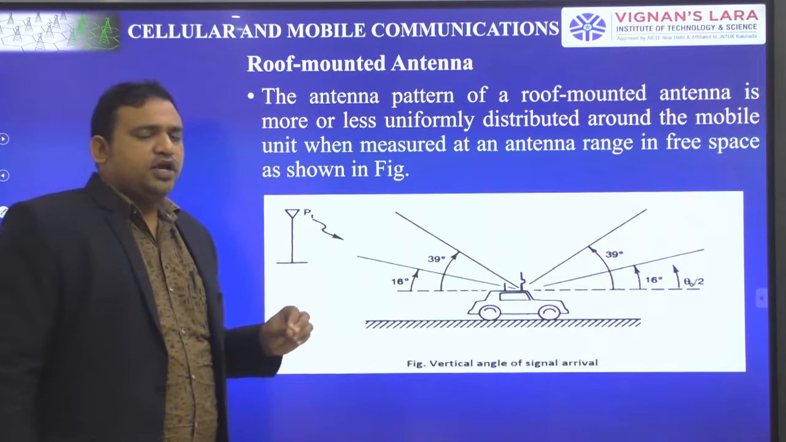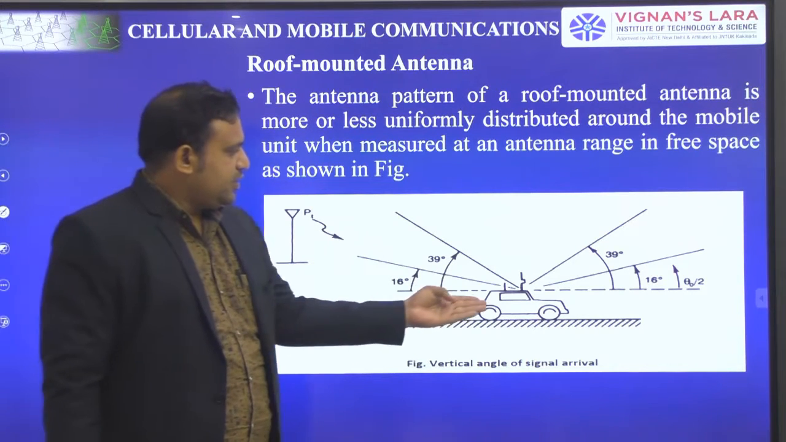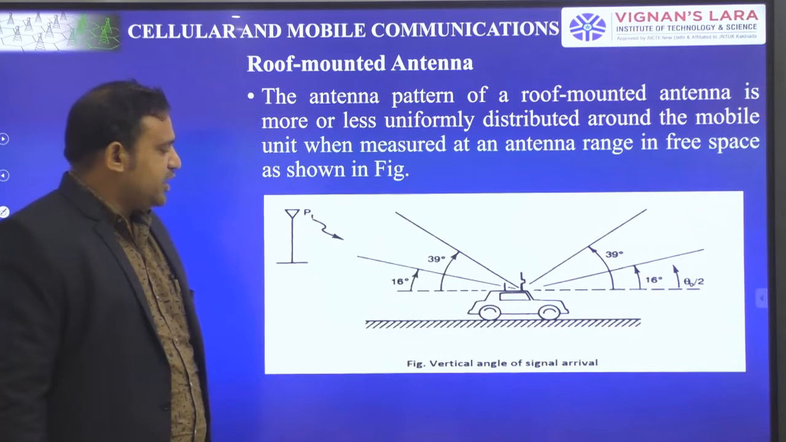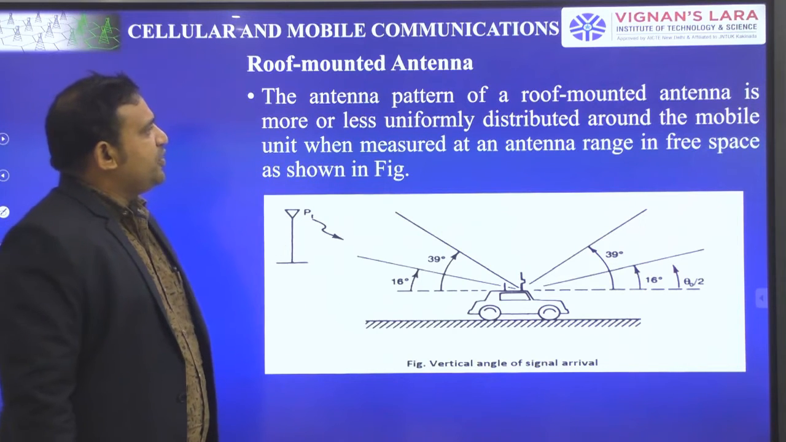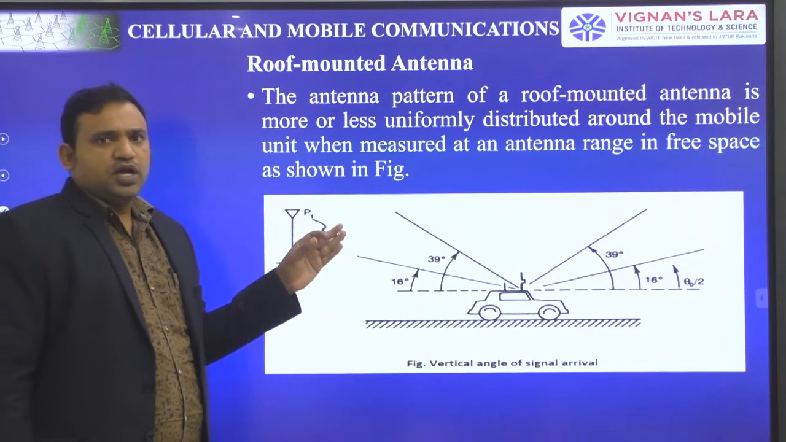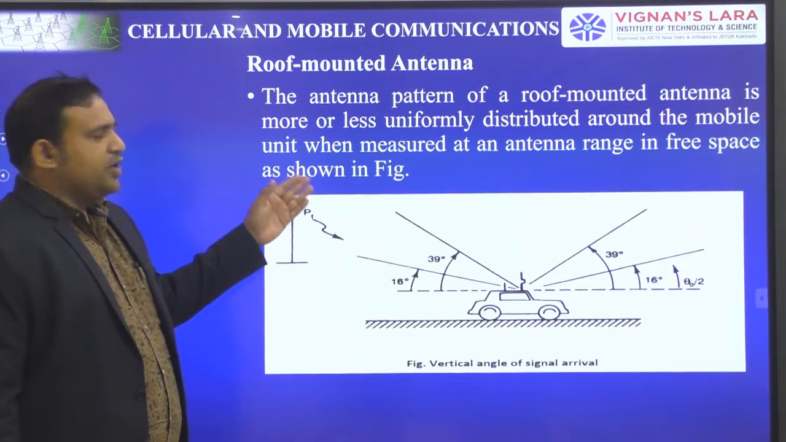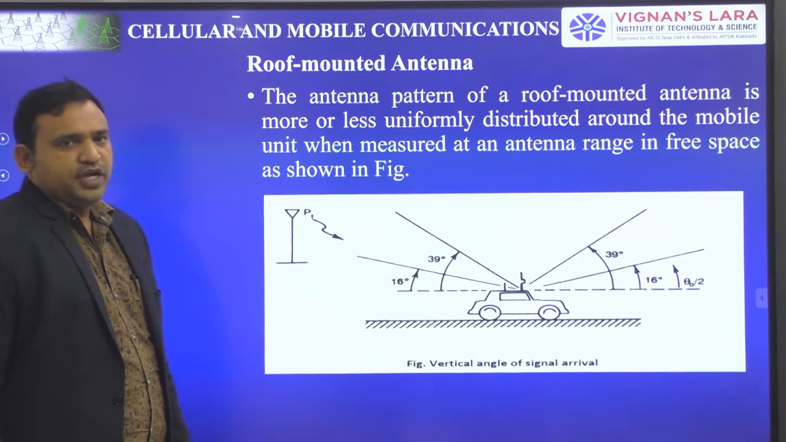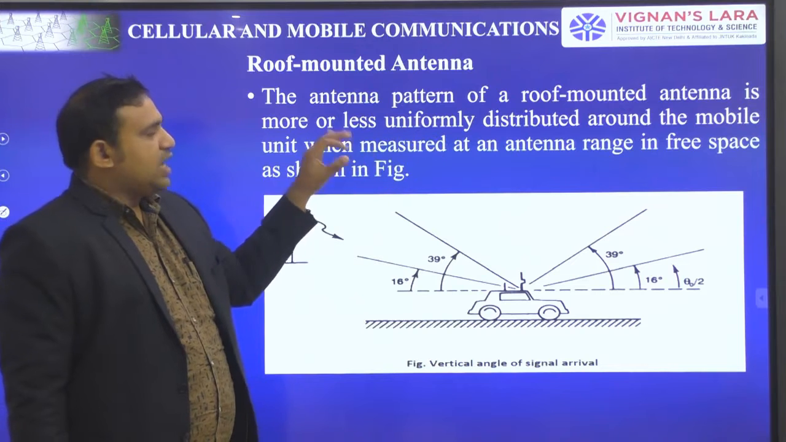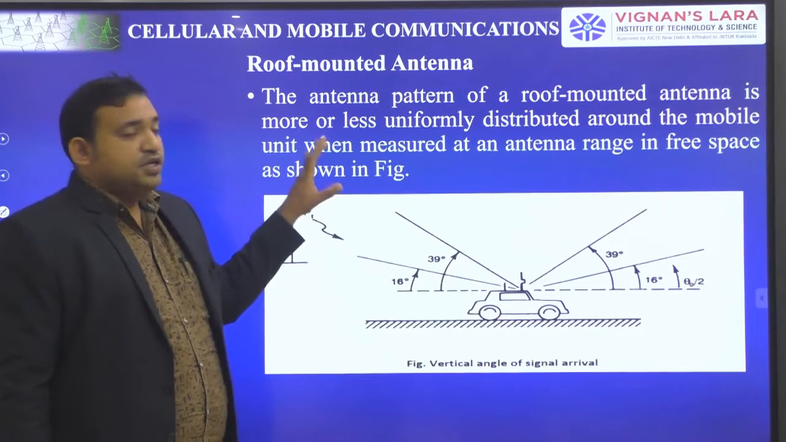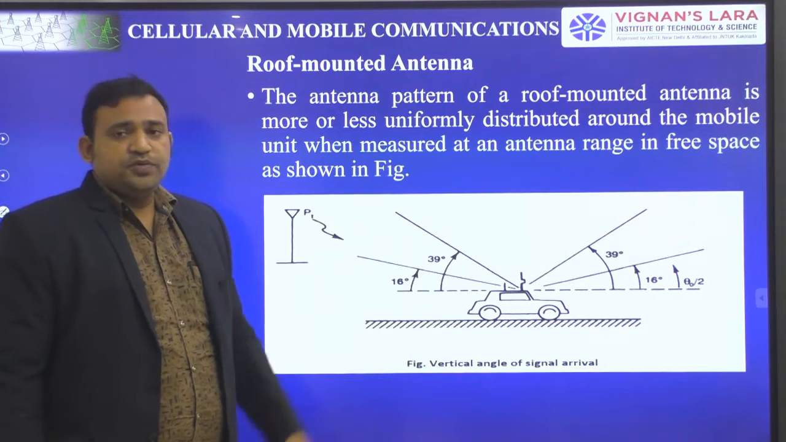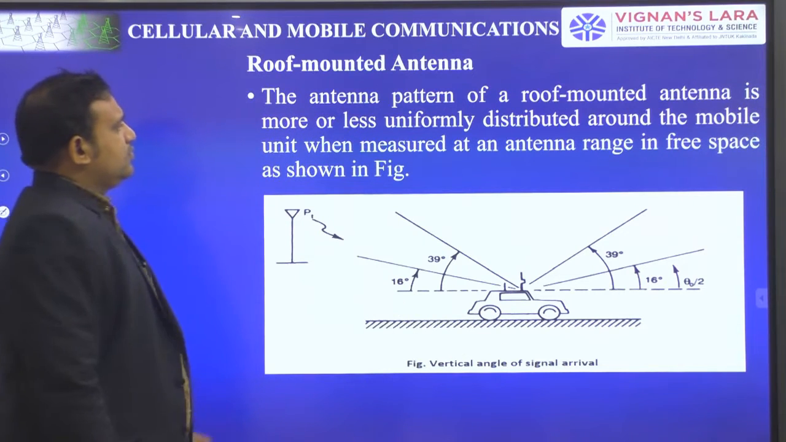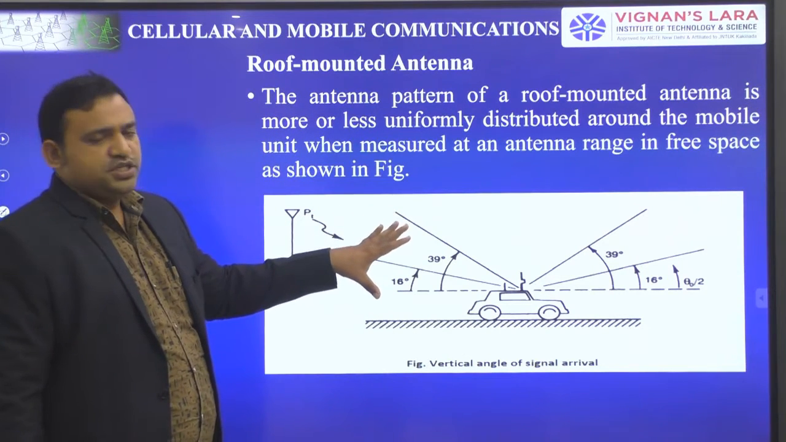Next, what is meant by a roof mounted antenna? This is nothing but a mobile unit installed on a roof, consisting of an antenna. The antenna pattern of a roof mounted antenna is more or less uniformly distributed around the mobile unit when measured at an antenna range in free space, as shown in the figure. I repeat, the pattern of a roof mounted antenna is more or less uniformly distributed around the vehicle when measured at an antenna range in free space.